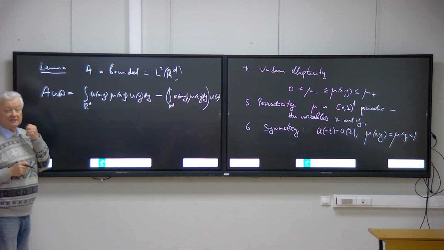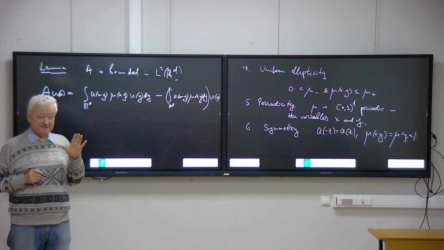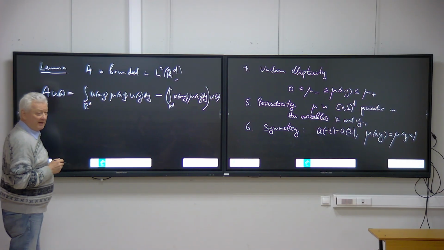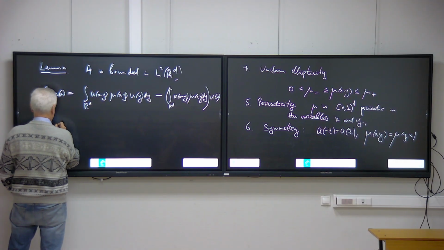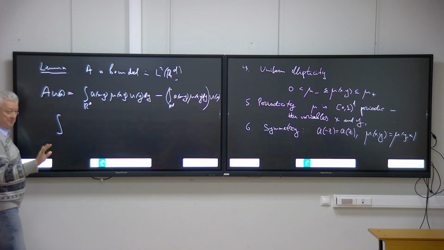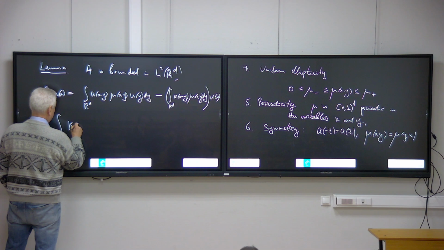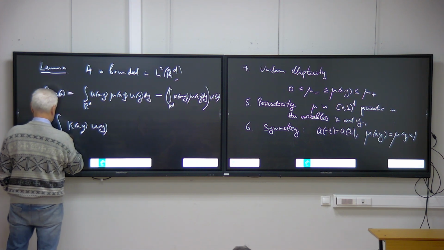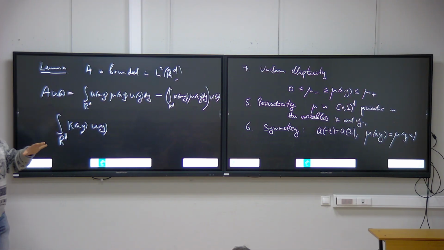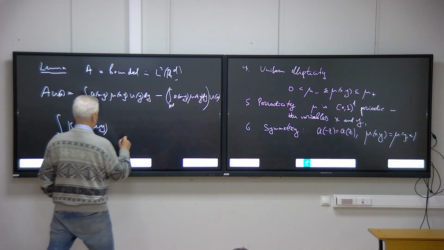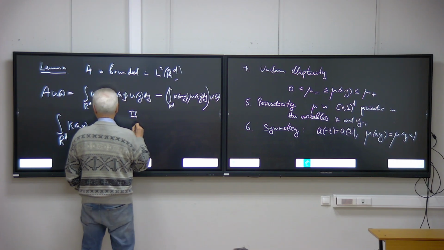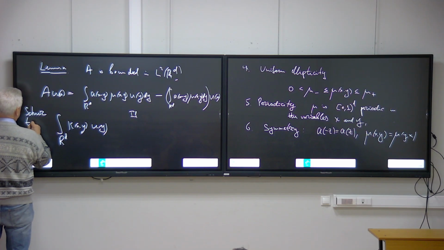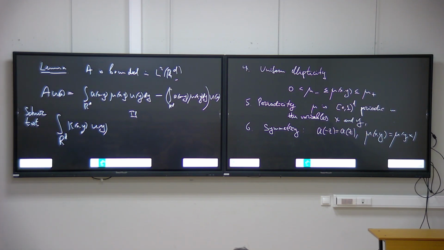Here we use the famous Schur test, which says that if we have an integral operator with arbitrary kernel k of x, y acting on u of y, not necessarily in R^d, but I will apply it to operators in R^d. Usually the theorem is called the Schur test.